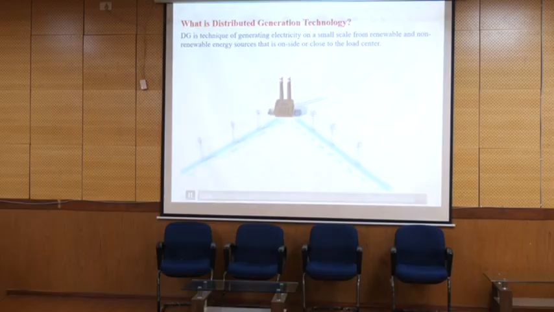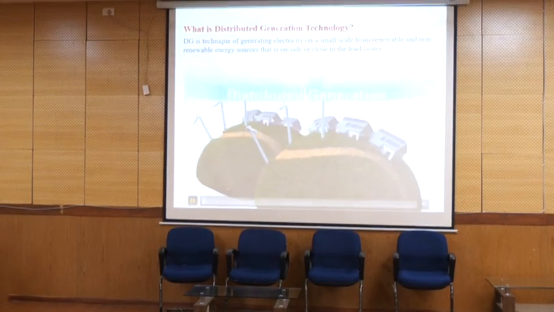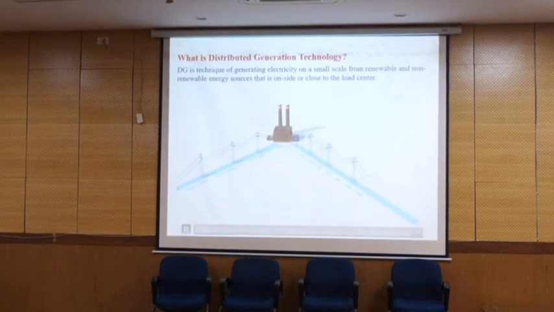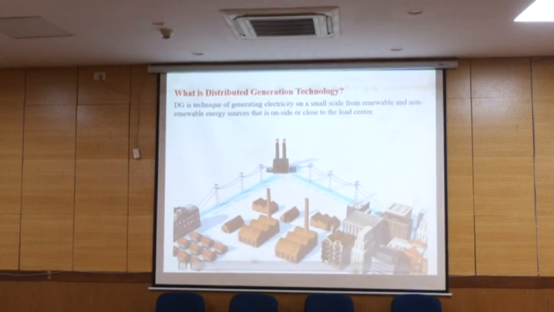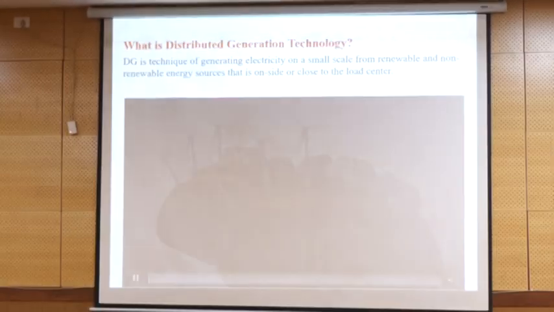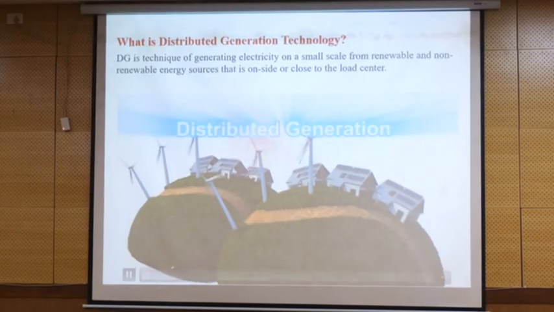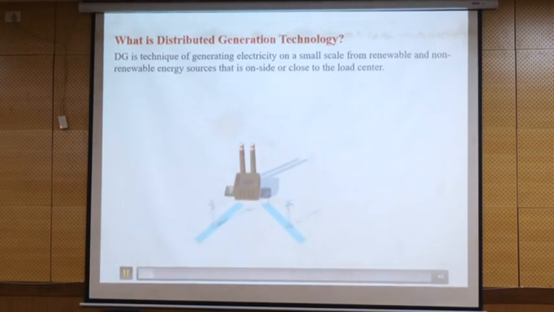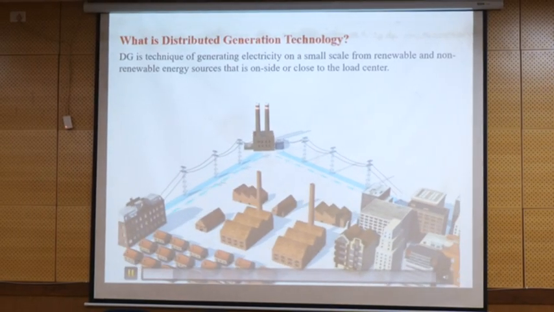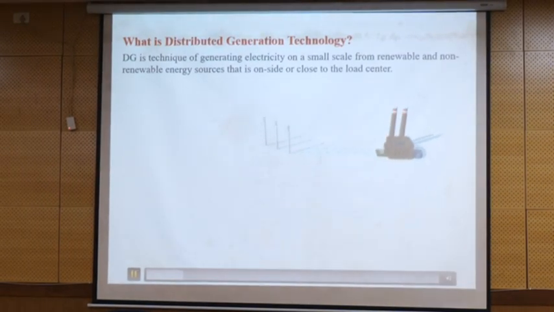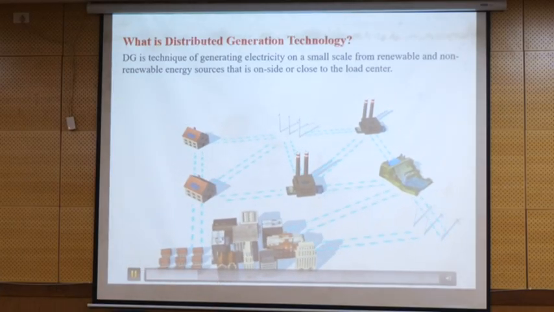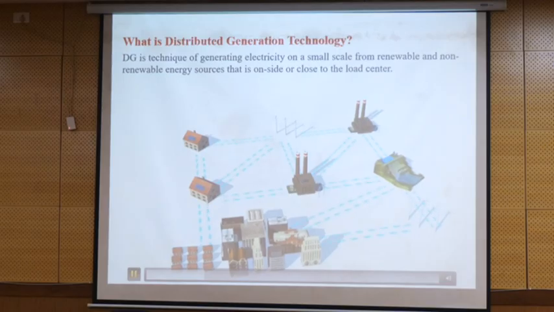In a conventional power system, the generation of electricity is concentrated in a few power stations. Distributed generation has emerged as an alternative model to this traditional one. This new model brings generation closer to consumers.